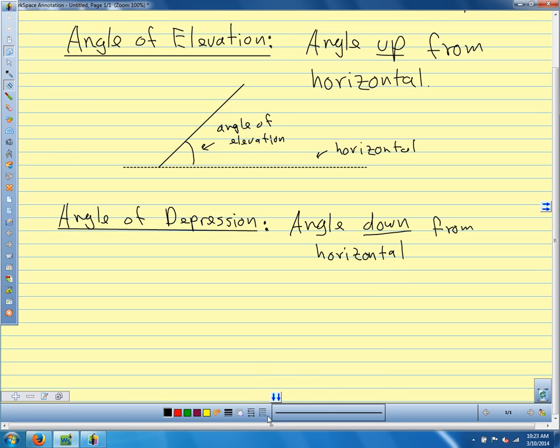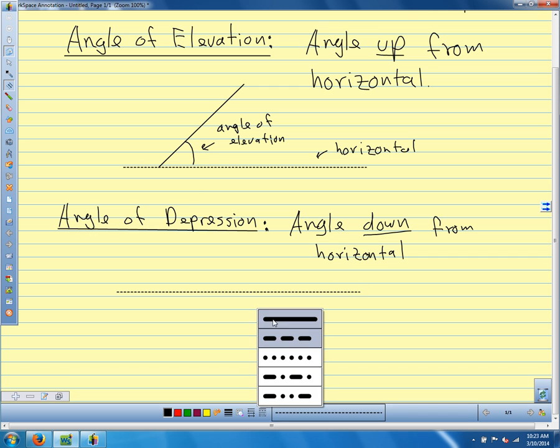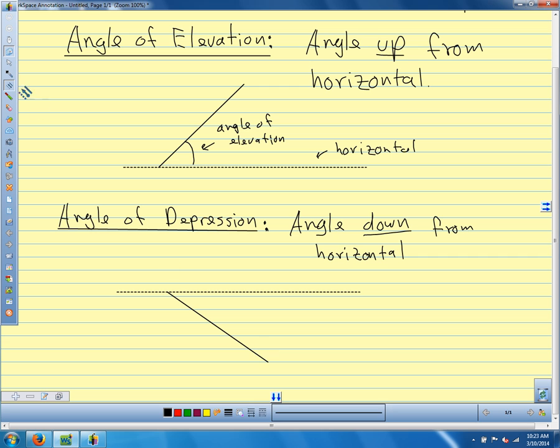So here's my horizontal again. Draw a dotted horizontal. And the angle of depression goes down from the horizontal. And that's my angle of depression. So what we're going to do with angle of elevation and angle of depression is use these two things to set up problems that have to do with right triangles.